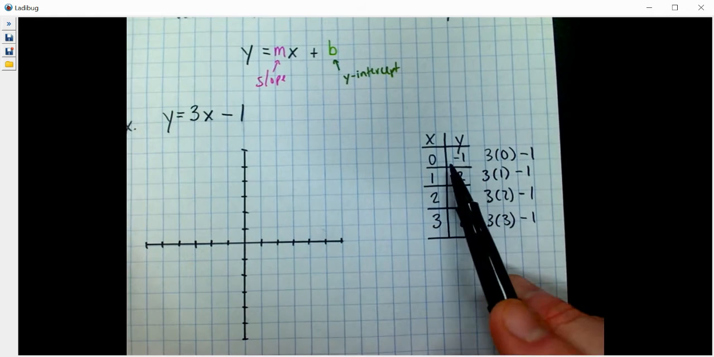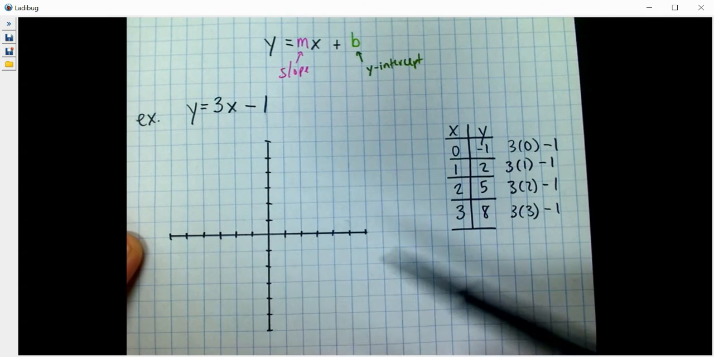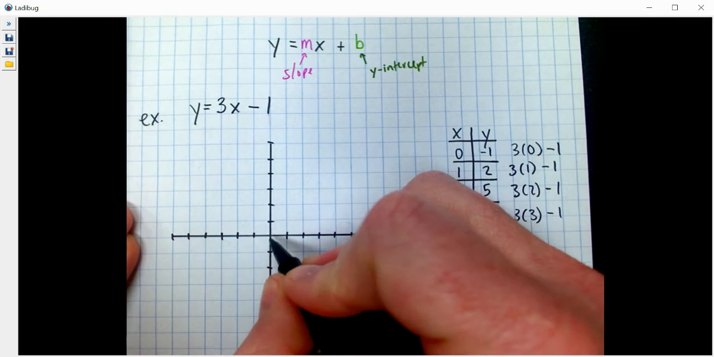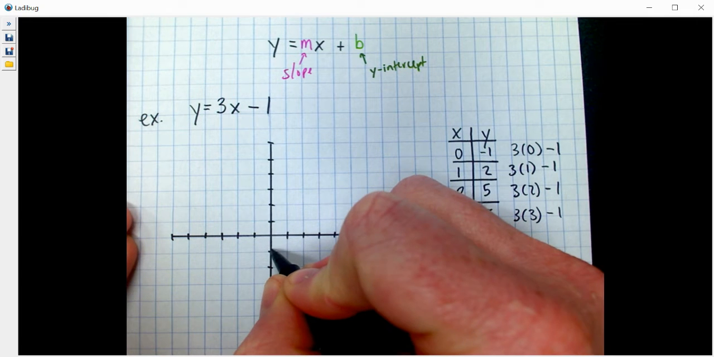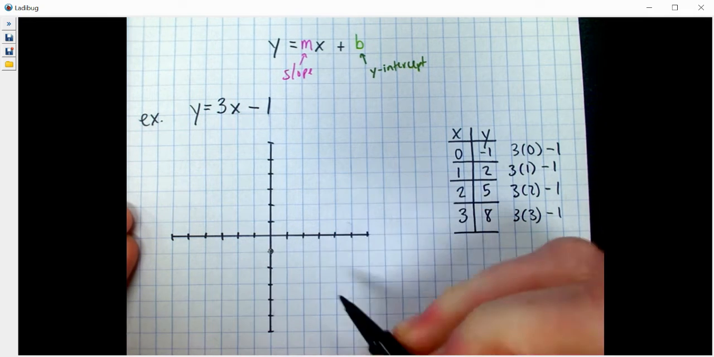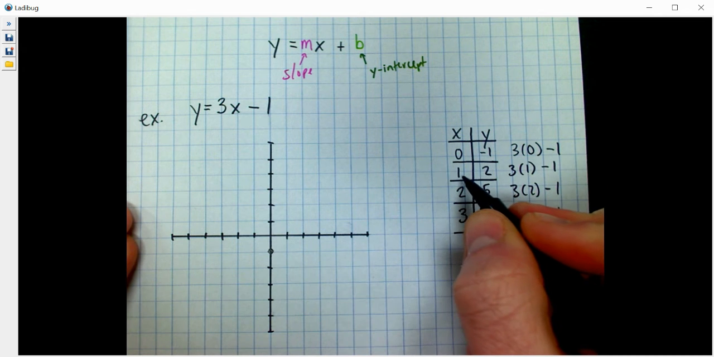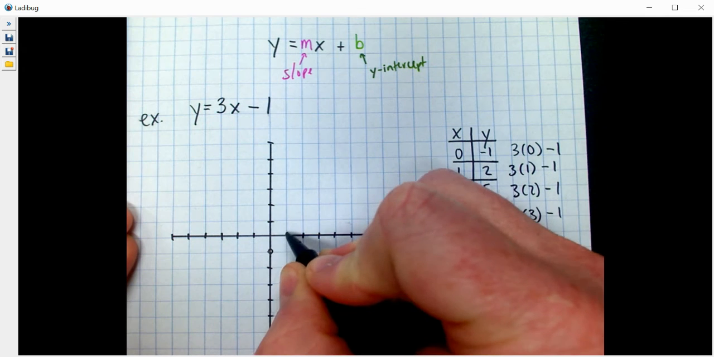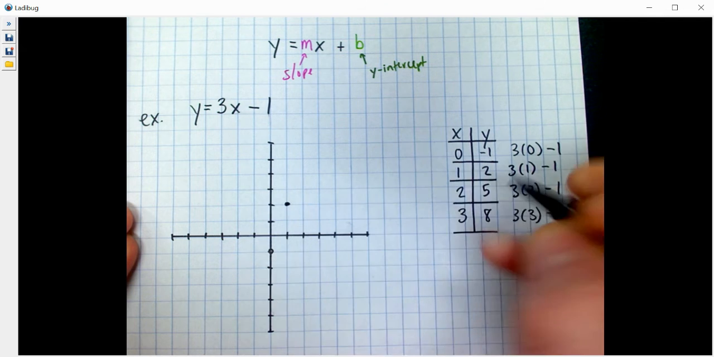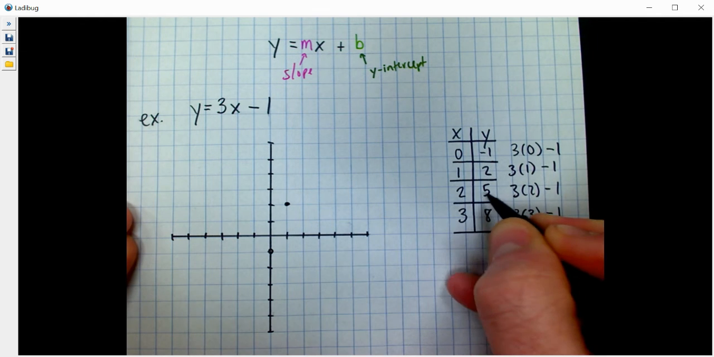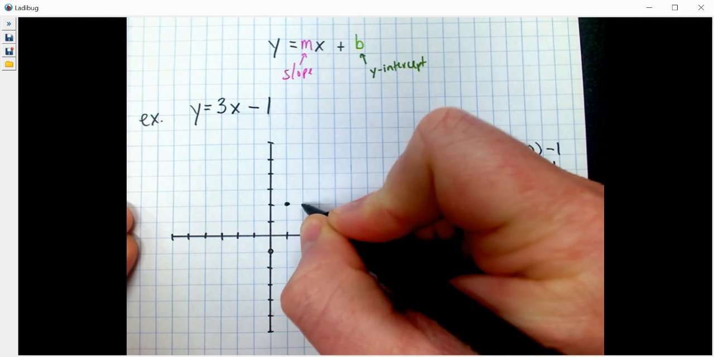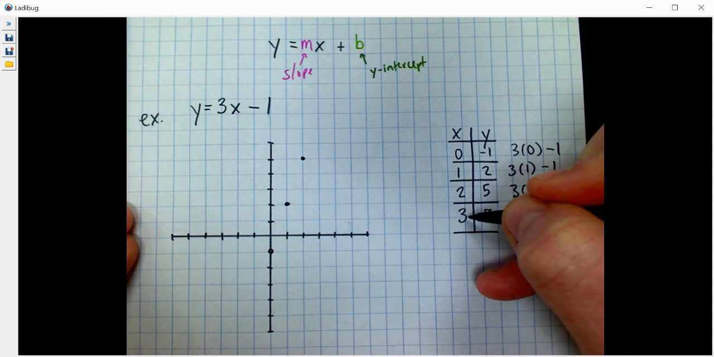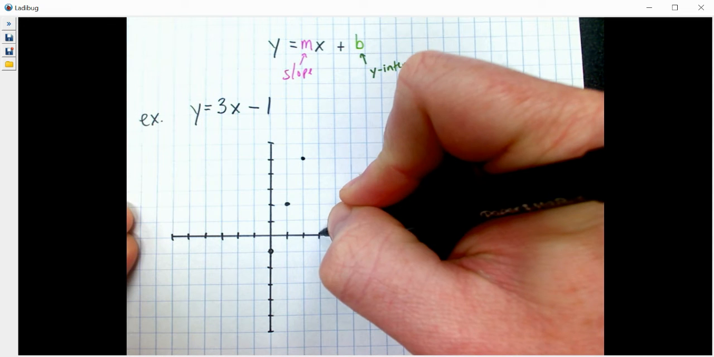Now I can take each point and I can plot them on my coordinate plane. Starting at the origin, my first point is 0, comma, negative 1. So I'm going over 0, down 1, right there. And I'm going to go over 1 and up 2. Then I'm going to go over 2, up 5. And then I would go over 3 and up 8.